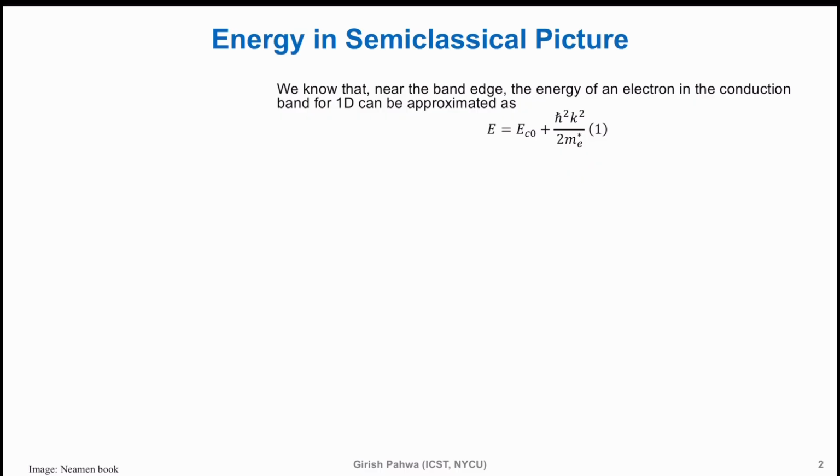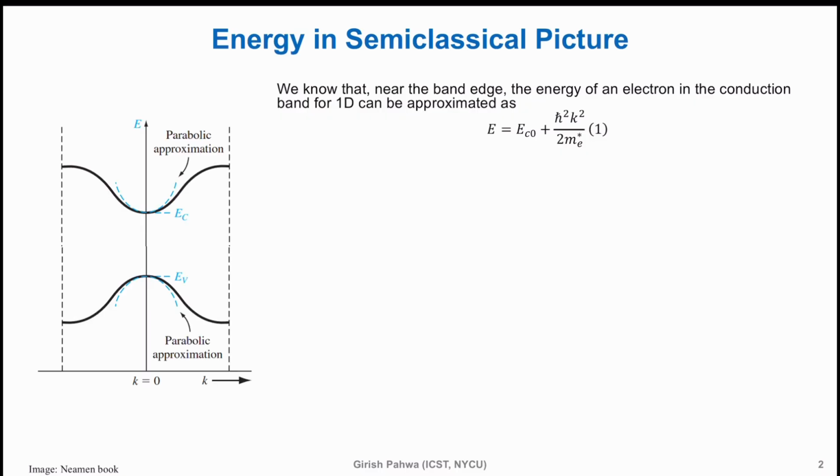Now in the semi-classical picture, we know that the electron is going to behave like a wave packet. k will be the center point, because it can have several k values. So k basically here denotes the center value of that. Okay, so this is the parabolic approximation I was talking about near the EC or the EV.